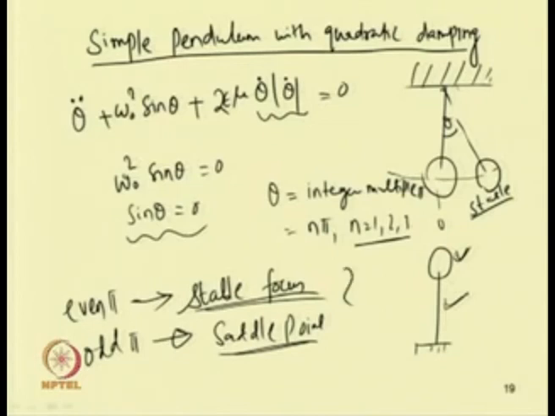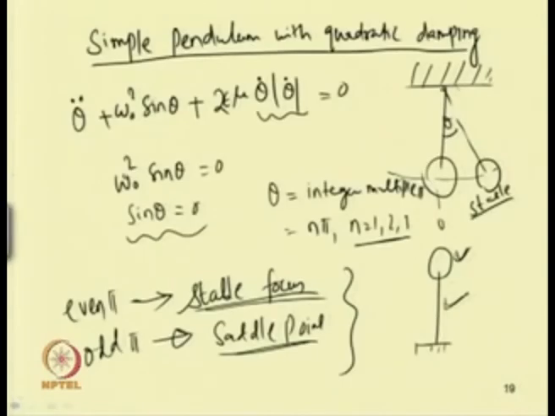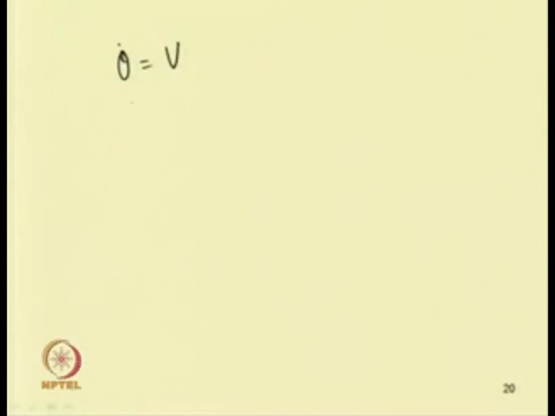One can now perform this qualitative analysis to find the response of the system. For example, let us take theta dot equal to v. Then equation A reduces to v dot plus 2 mu v plus omega 0 square sin theta equal to 0.